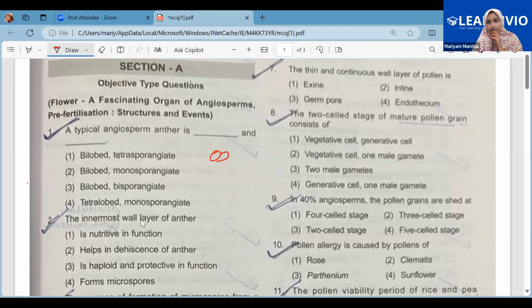It's bilobed. Bilobed, you are right. Then, next, how many sporangia are found in the anther? You remember? I'll give you hints. You remember we studied this structure where we studied about the different layers. So how many sporangia are present?